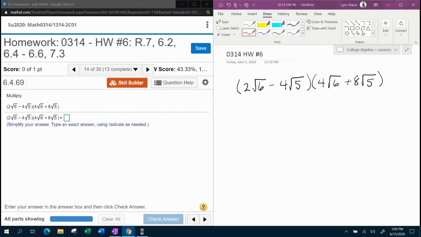All right, here we go. Question number 14 from our 0314, homework number 6 in MyLab Math.